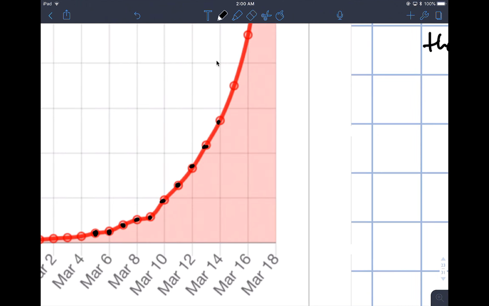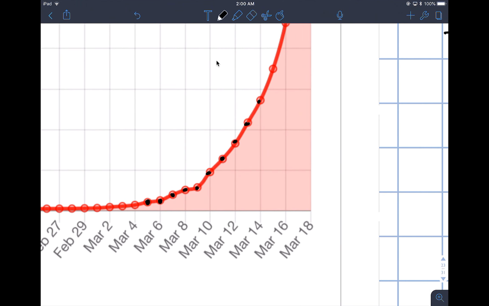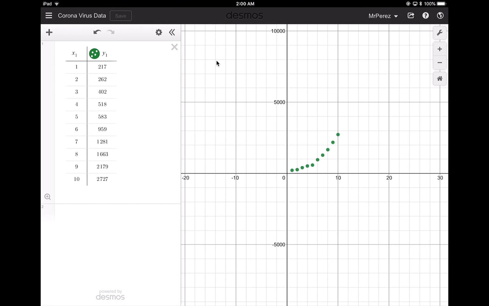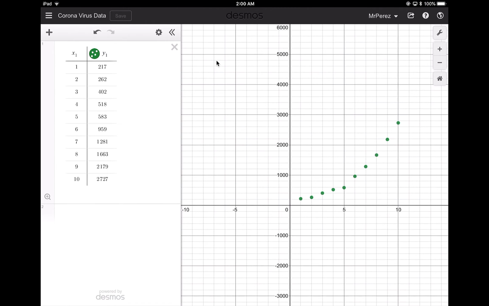As you saw on the website, every time I click on this, it would give me the day and how many cases we had. So I did the work already. Here's the data that I have, starting with March 5th. I'm calling that day one. So day one, there were 217 cases. Then March 2nd, which in this case is day two, they had 262, and so on.